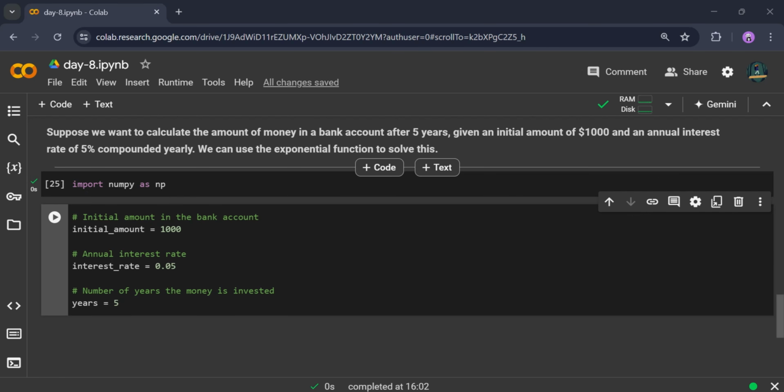Let's say we have an initial amount of $1,000 in a bank account. The annual interest rate is 5% and we want to find out how much money we will have after 5 years, compounded yearly. First, I have created a variable named initial_amount equal to 1000. Then the annual interest rate as interest_rate equal to 0.05, which is 5%. Then the number of years the money is invested, which is years equal to 5.